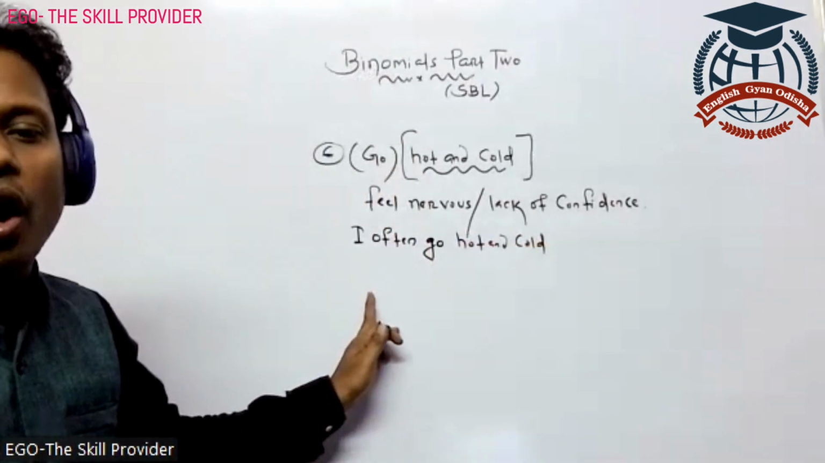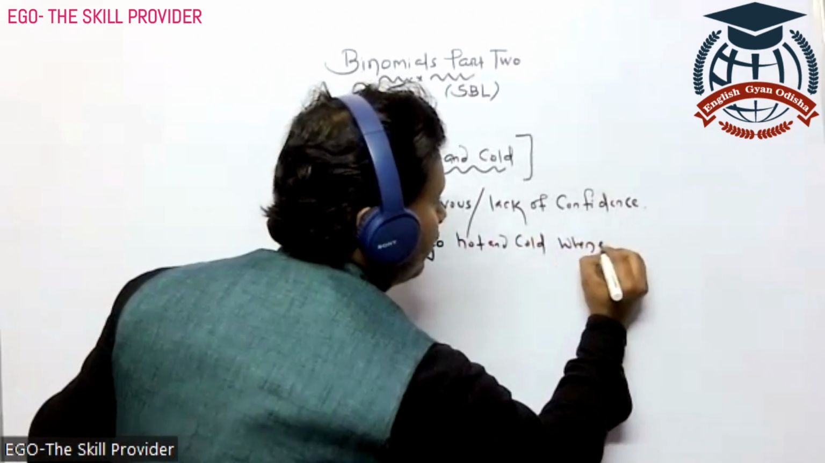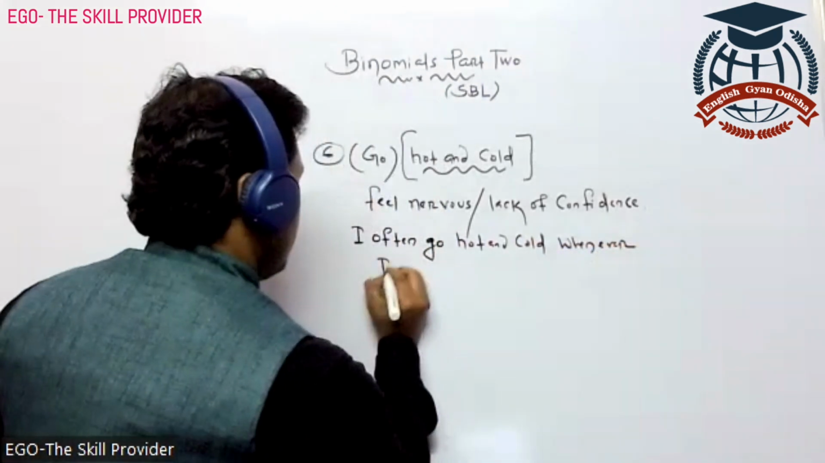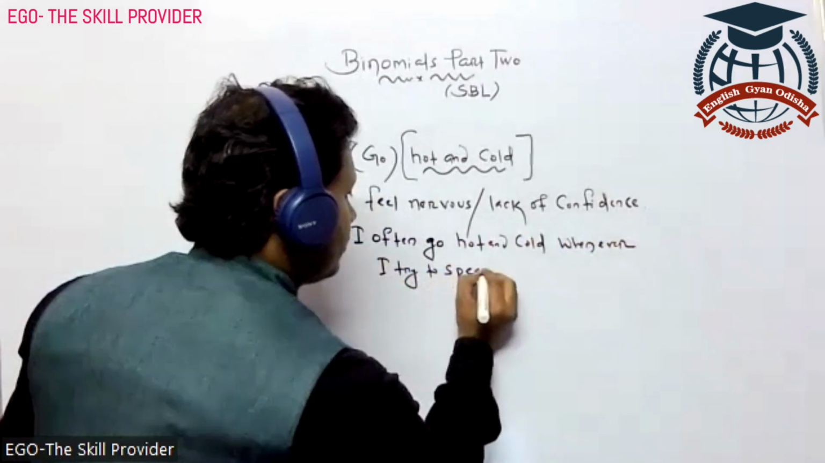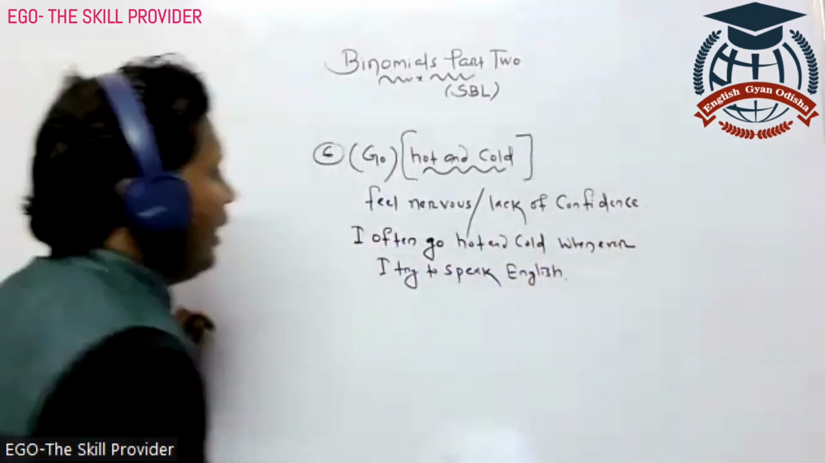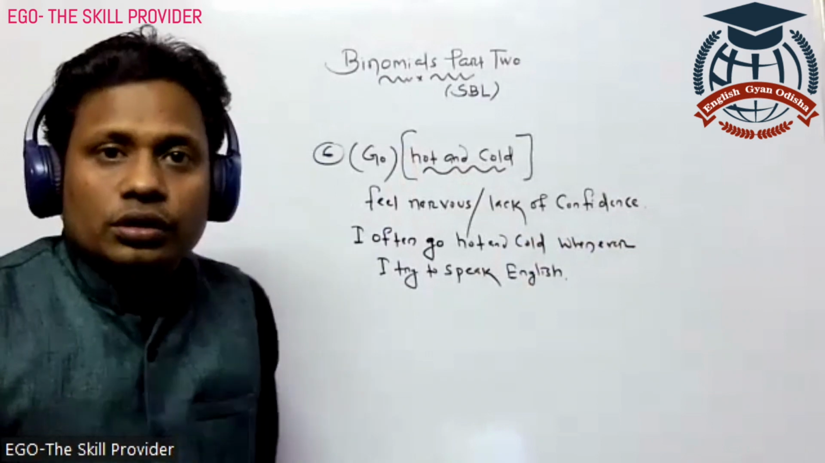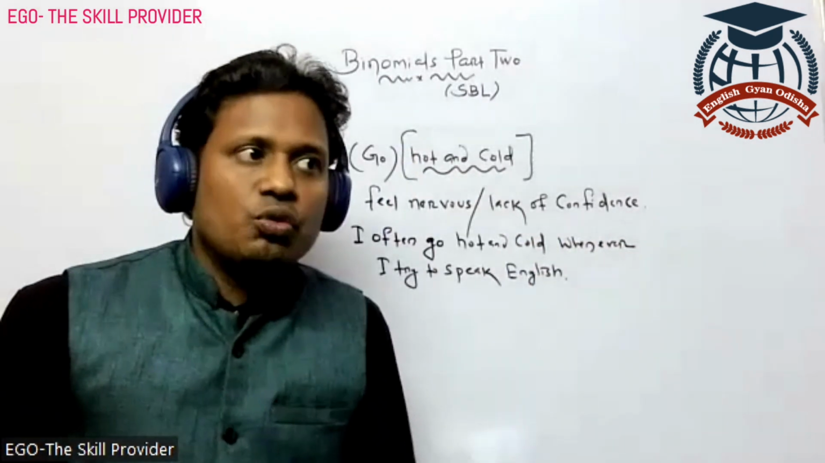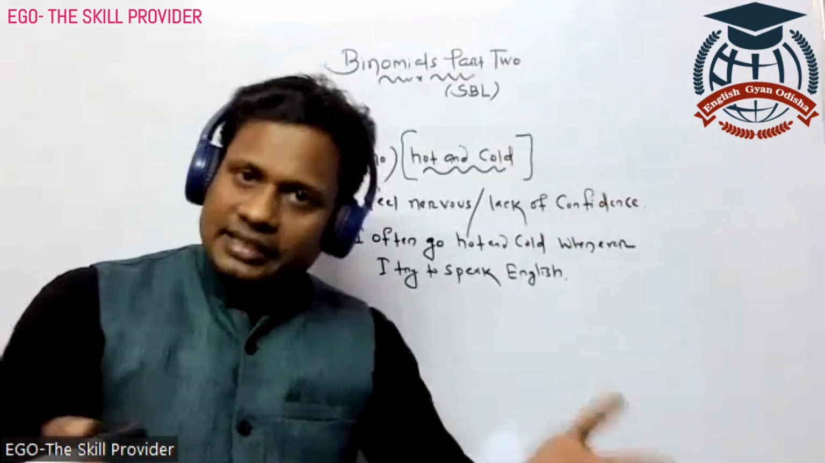I often go hot and cold whenever I try to speak English, and this is called feel nervous, lack of confidence. I often go hot and cold. Oh my God, my kids always go hot and cold. So that means he is feeling nervous. You can say the same things.